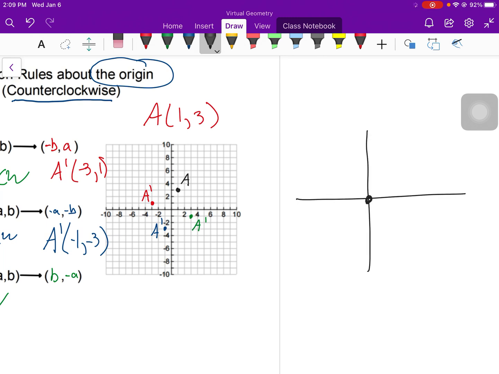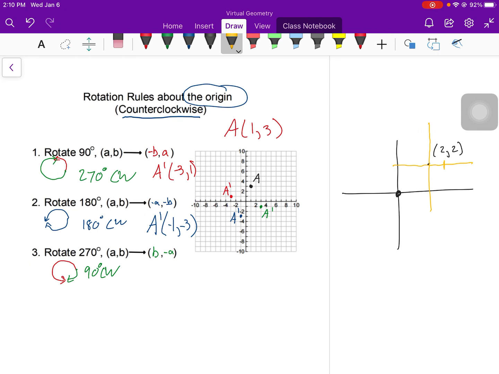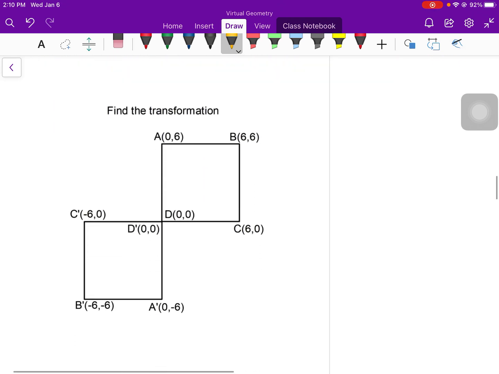Here's my origin. If I had the point, I'll say this is 2, 2, and I want to rotate around that point instead, what I would just do is basically draw a new axis right here. And then this point, which would be 3, 2, I'm going to pretend is just 1, 0. And then you'd use your same rules, and you just have to count separately. That's something that you might have to play around with a little bit. It'll be easier if you ask a question during one of our classes, just because it is harder to see. All right, so for this example, all it says to do is find the transformation.